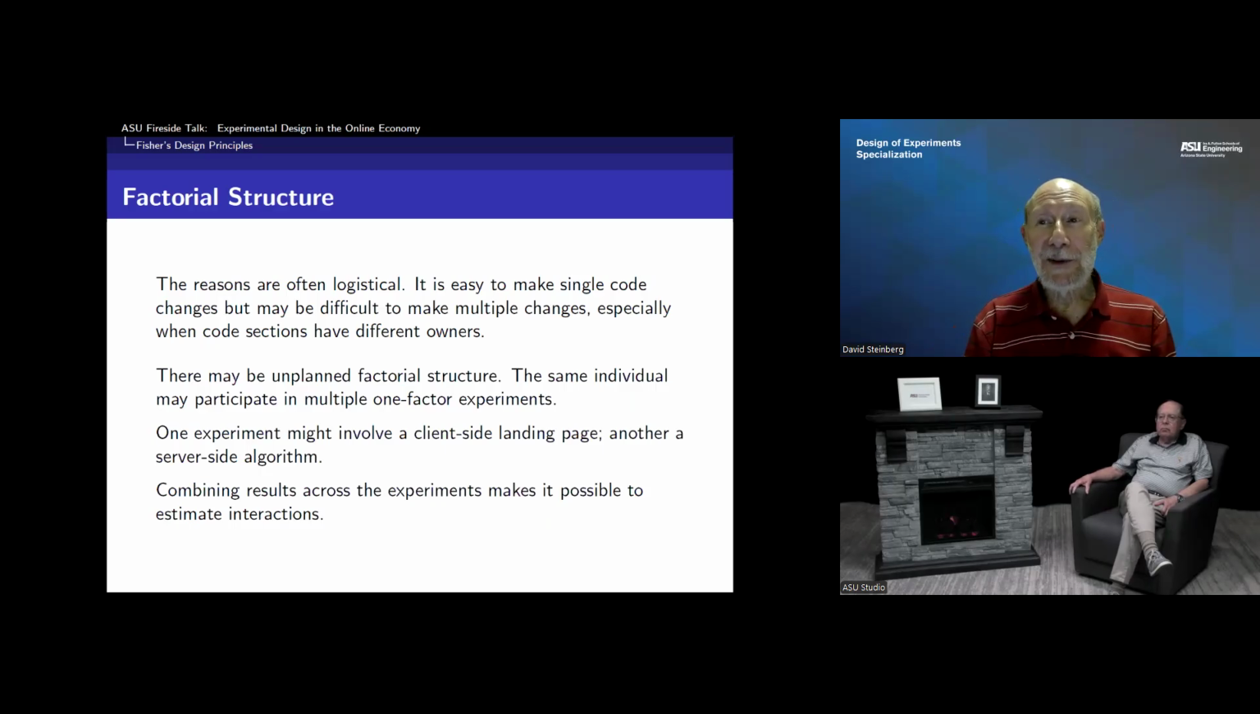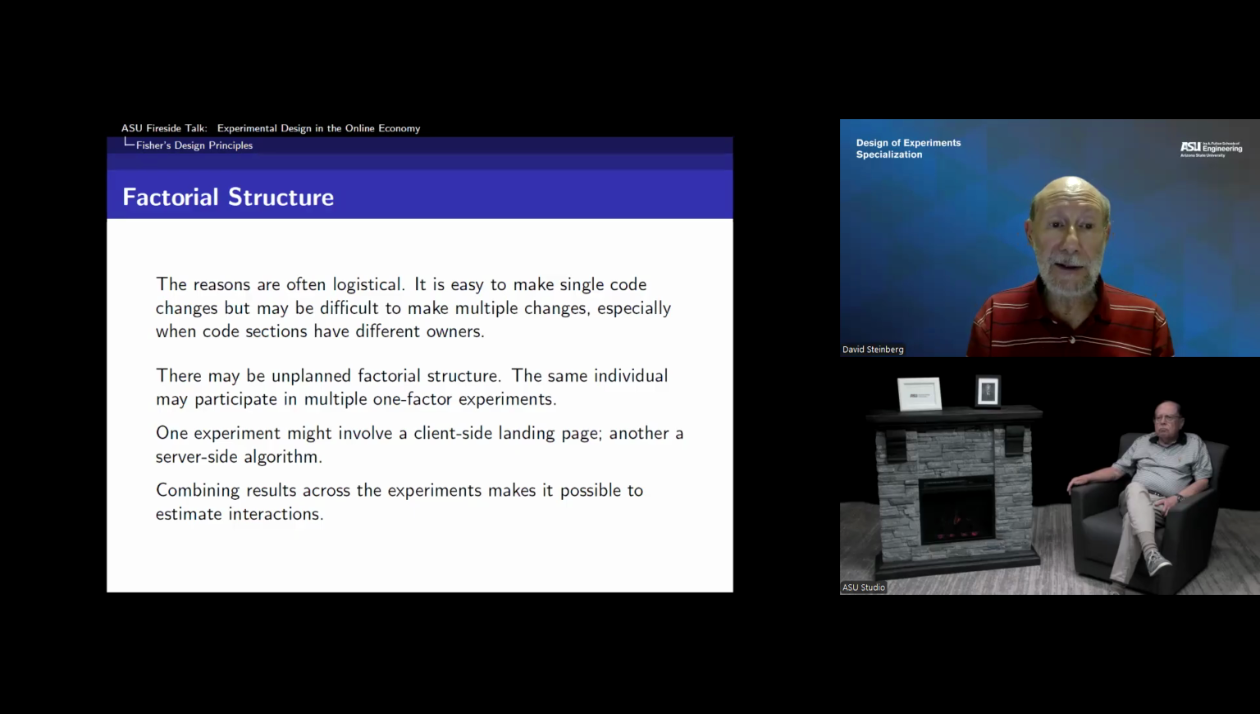Sometimes there's unplanned factorial structure. This is something that I know LinkedIn does quite a lot. When you go into LinkedIn, you may actually be allocated to several different experiments. These are all one factor at a time experiments. For example, you might be in a client-side landing page experiment, and at the same time in a server-side algorithm experiment. For the landing page, you're allocated between 2 landing pages. For the algorithm, you're allocated between 2 different algorithms. These are 2 separate experiments, but they happen to be running in parallel.